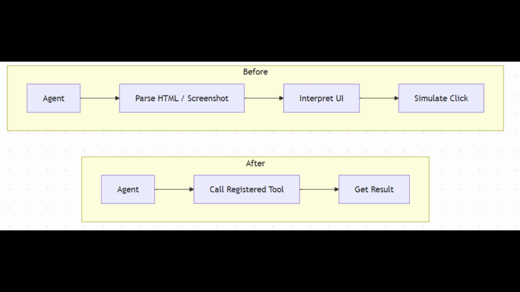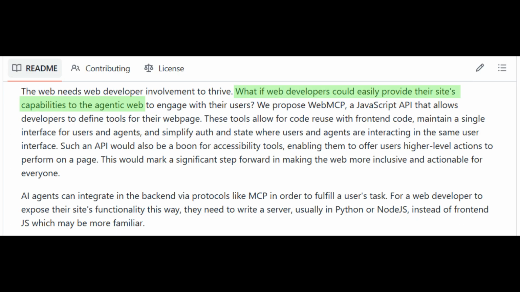So let me bring this back to where we started. The old way: agents parsing HTML, guessing where to click, failing unpredictably. The new way: websites providing structured tools that agents can call directly. Fast, reliable, precise. The README asks a powerful question: what if web developers could easily provide their site's capabilities to the agentic web?